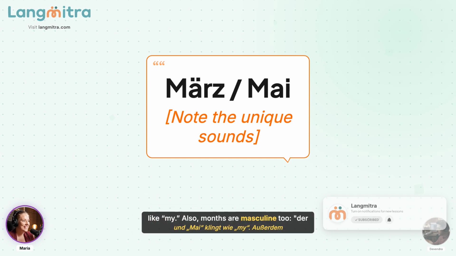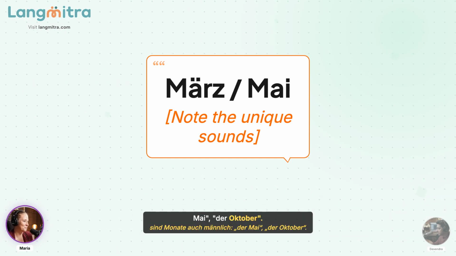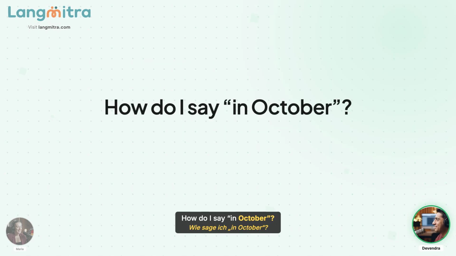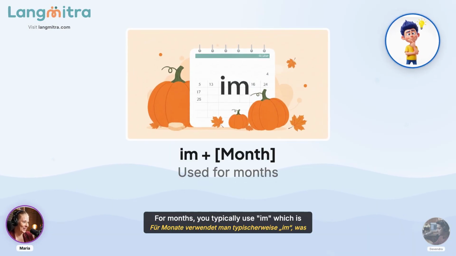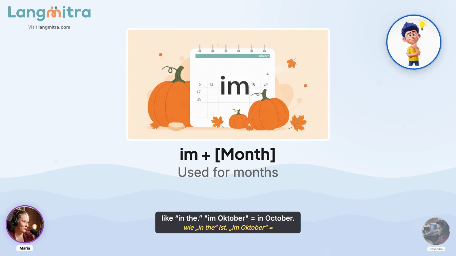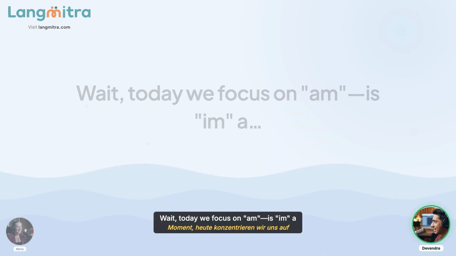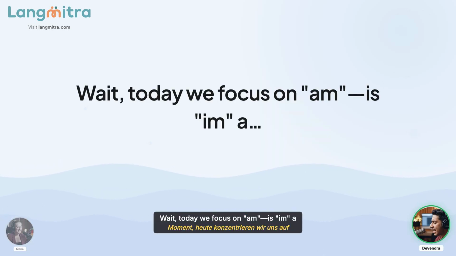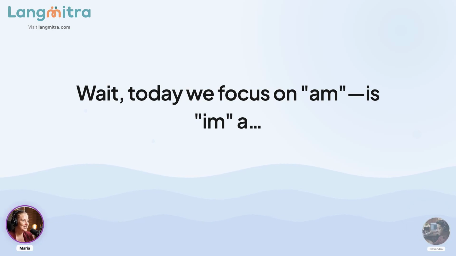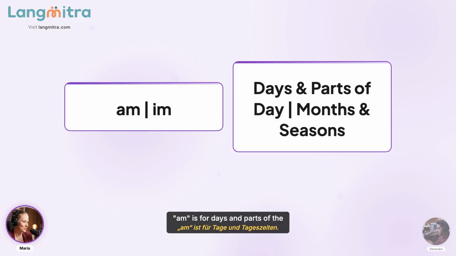Also, months are masculine too. Der Mai, der Oktober. How do I say in October? For months, you typically use im, which is like in the. Im Oktober, in October. Im Januar, in January. Wait, today we focused on am. Is im a different tool? Great catch. Yes, am is for days and parts of the day. Im is commonly for months and seasons. We'll keep it simple. Days and parts of day go with am, months often with im.